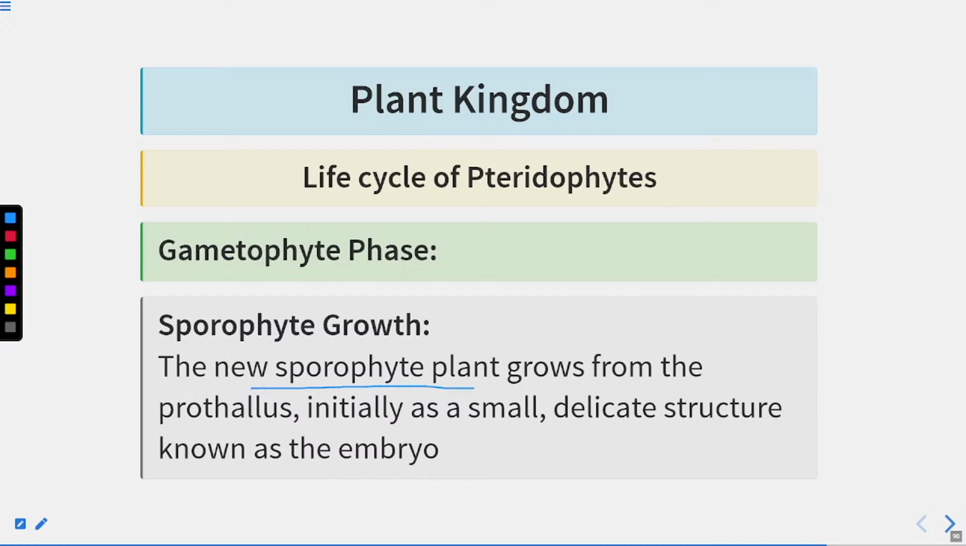Now, the new sporophyte plant: after the fertilization, what will happen? The zygote gives rise to a new sporophyte plant, right? It develops initially as a small delicate structure known as the embryo.